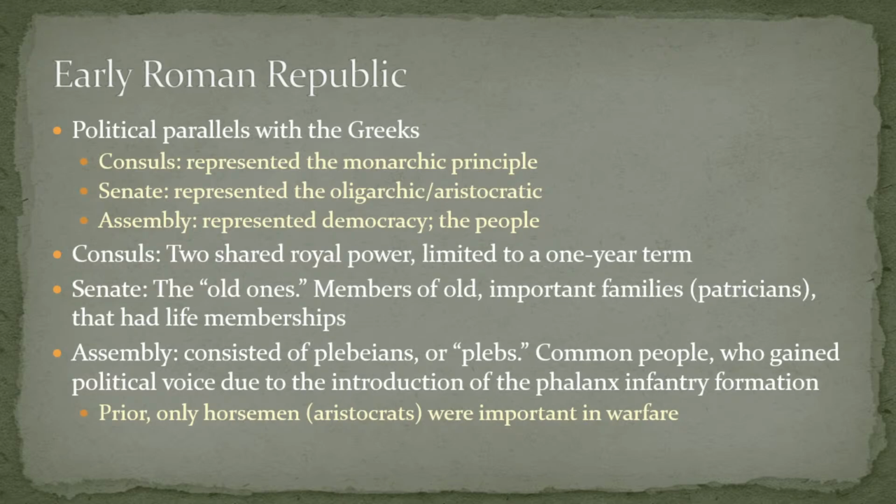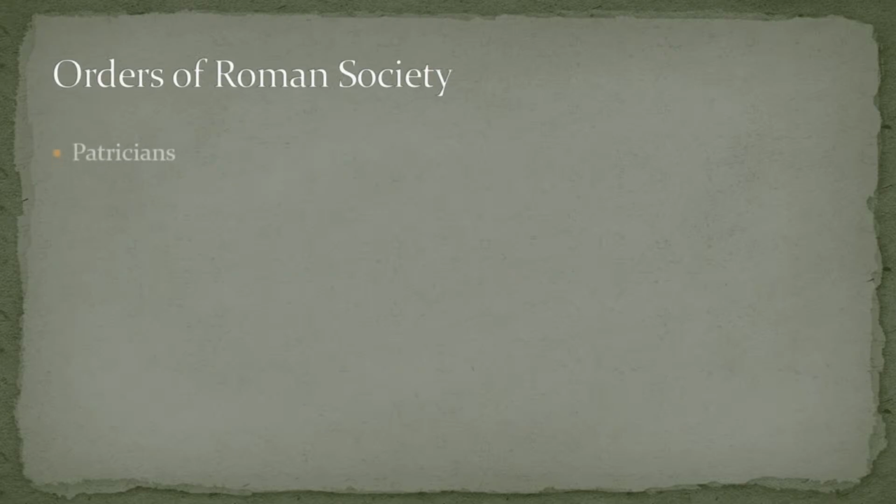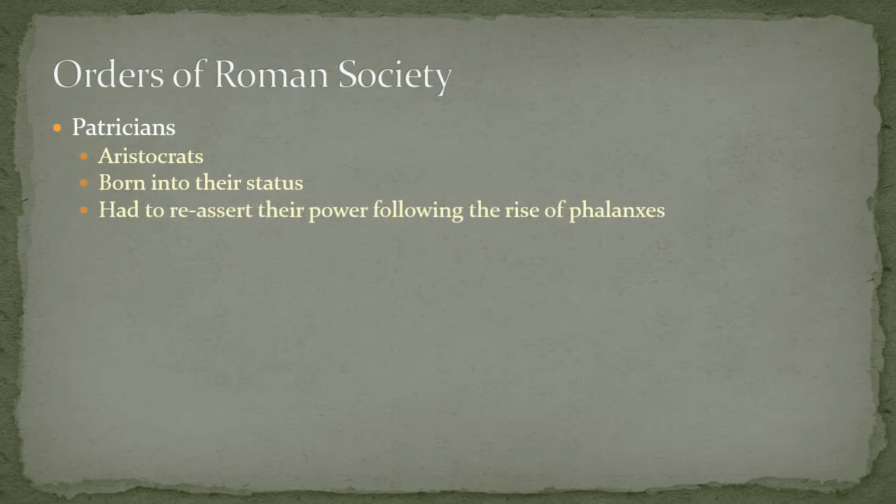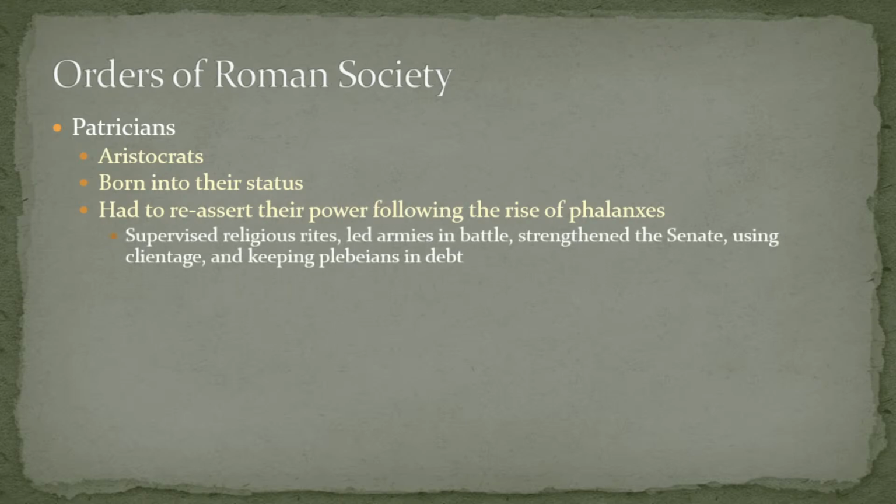Speaking of plebeians and patricians, let's talk about plebeians and patricians. So again, patricians were the aristocrats. They were born into their status. Due to the phalanxes, they had to reassert their status because, oh no, all my benefits and prestige and power is not going away, but other people now have some things, and I feel threatened. So they started doing more things in order to gain more power.